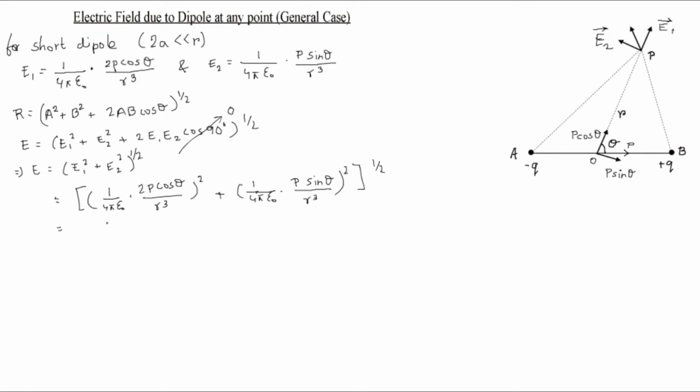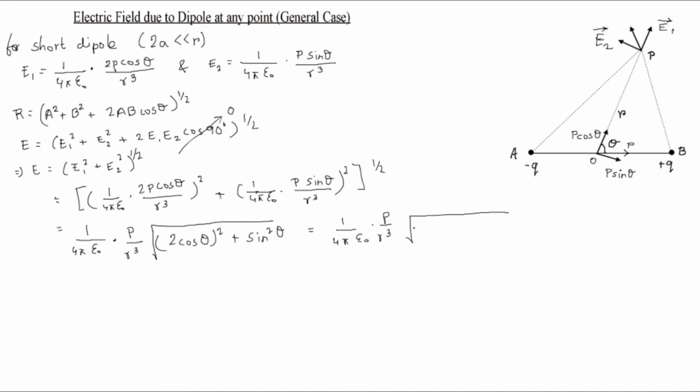So we can take 1 by 4 pi epsilon naught outside of the square root, and even this p by r cube can also be taken outside. So we are left with, within the root, 2 cos theta whole square plus sine square theta, which becomes 1 by 4 pi epsilon naught p by r cube under root 4 cos square theta plus sine square theta.